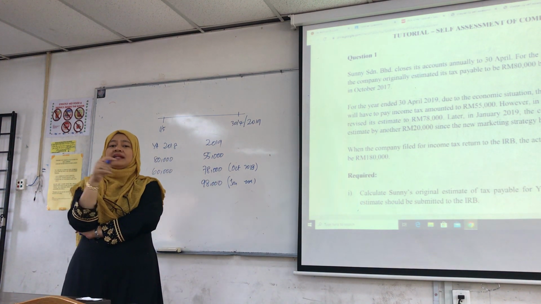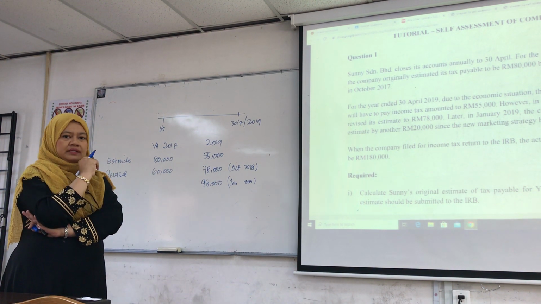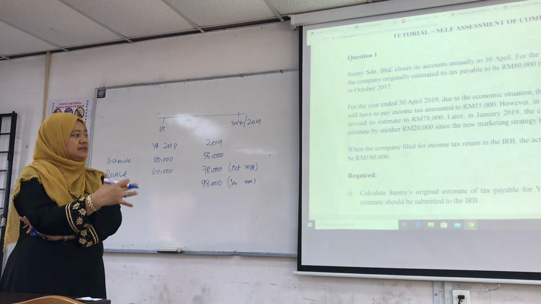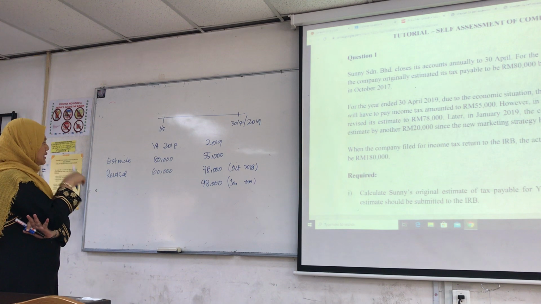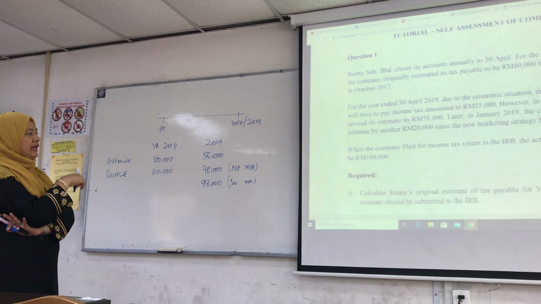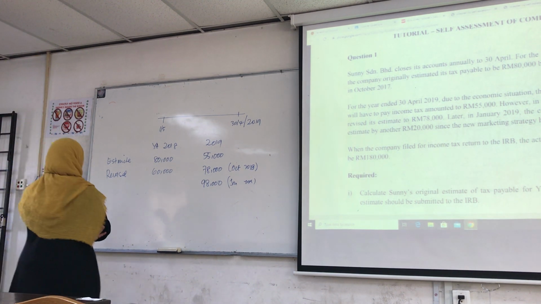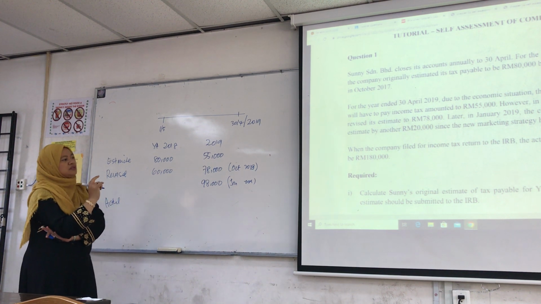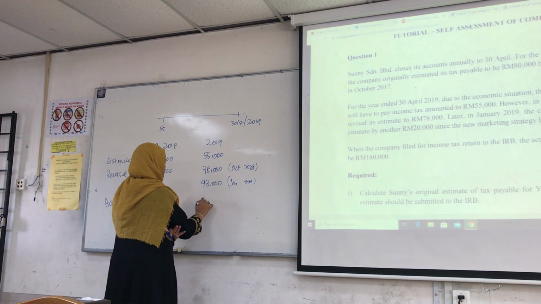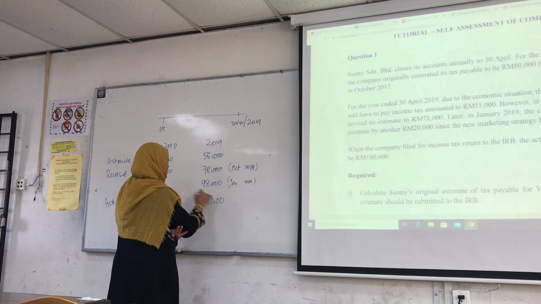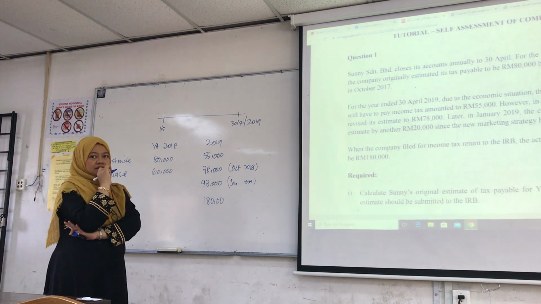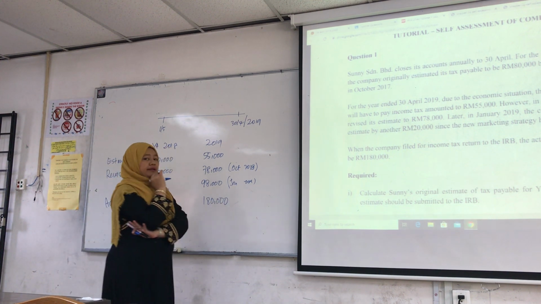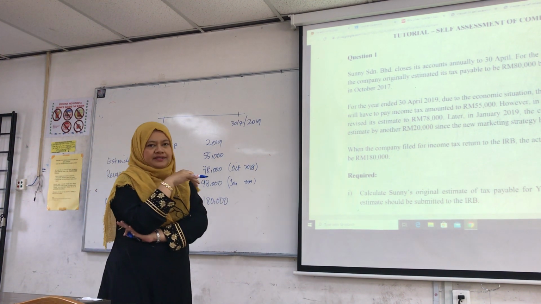So you really have to understand the whole scenario first before you jump into the answers. Now you have this information, and the actual tax liability for 2019 turned out to be 180,000. Is it another zero? Or another one? 180,000. So these are the facts.